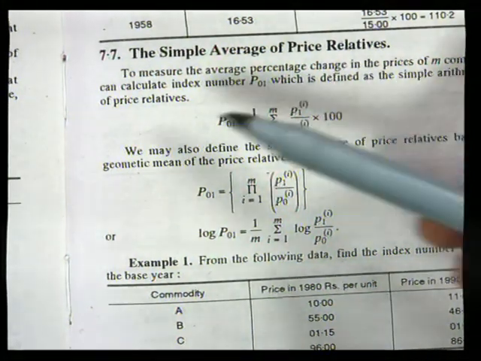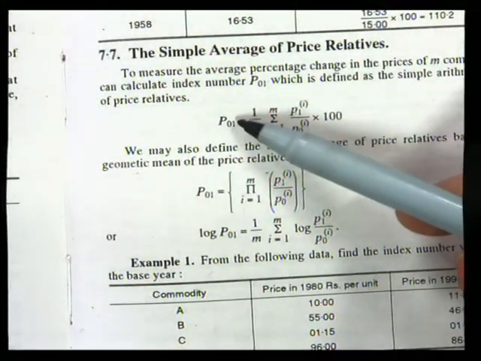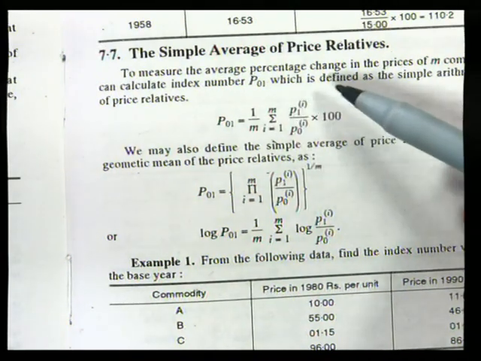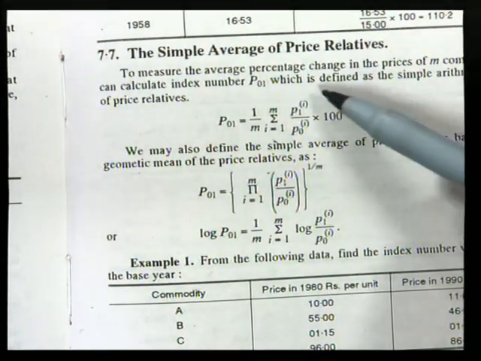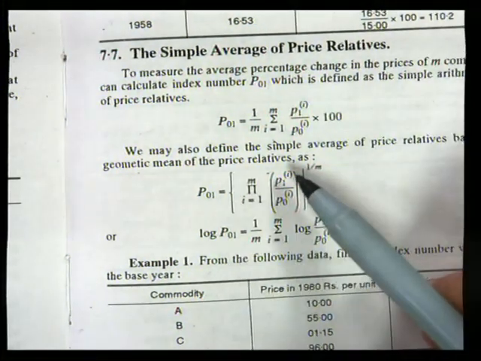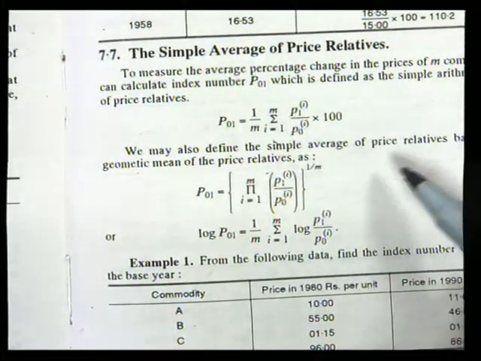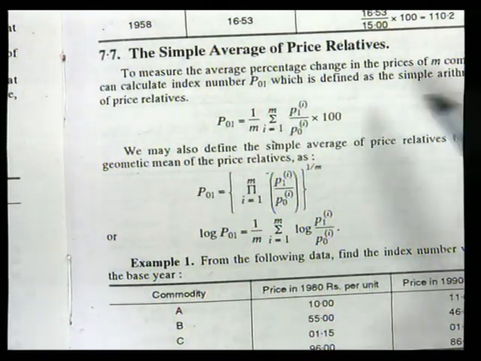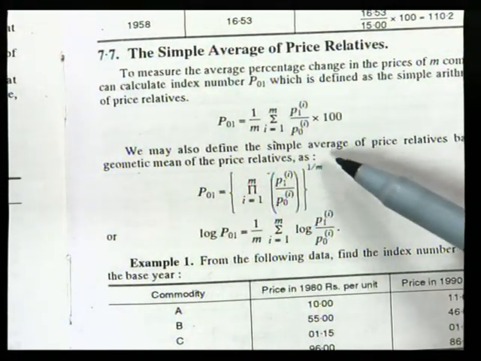Arithmetic mean of price relatives. So P01 equals 1 upon m summation P1i upon P0i into 100, where i runs from 1 to m. We may also define the simple average of price relatives based on the geometric mean of the price relatives.